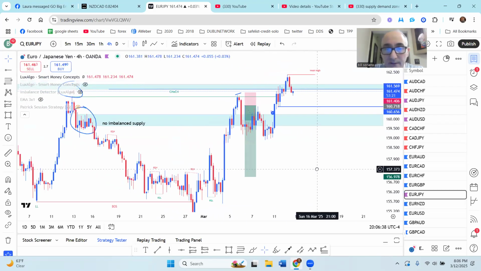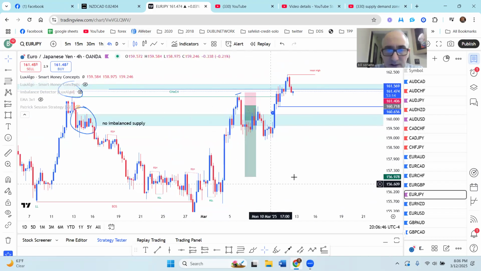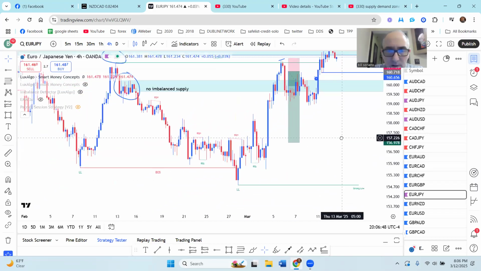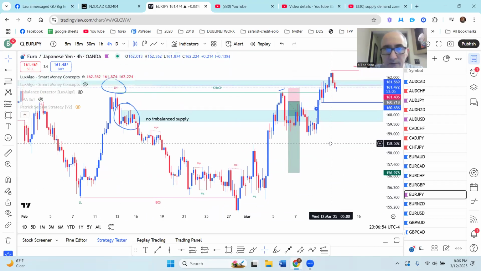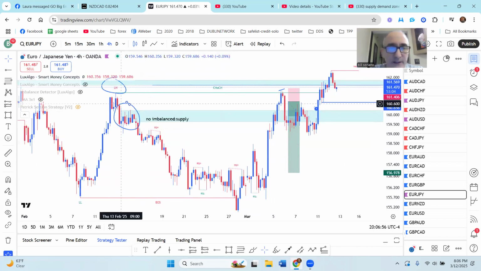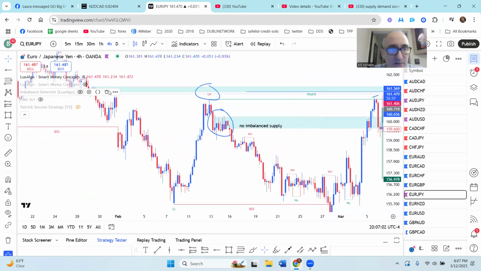EURJPY, let's see here. This is another one where we're looking to take a position. Price went lower here. So when it went lower here, that told us, oh, this was from last week here. So there was no imbalance here. This price action was efficient. Our imbalance was all the way over here. See?